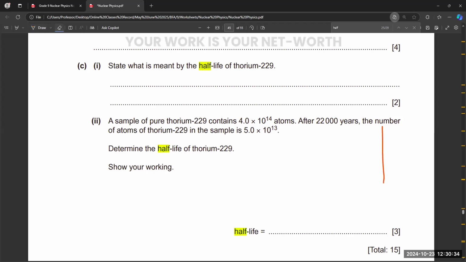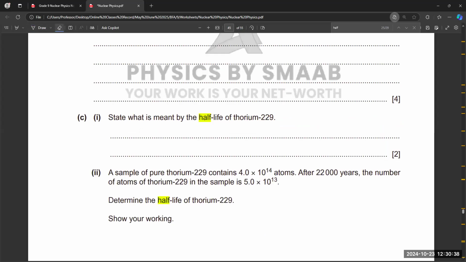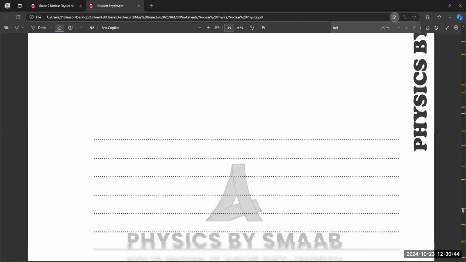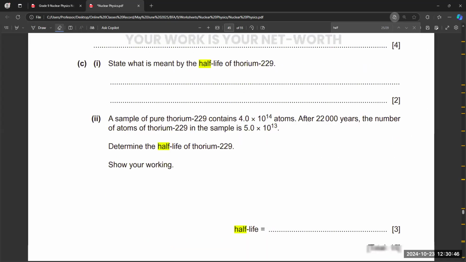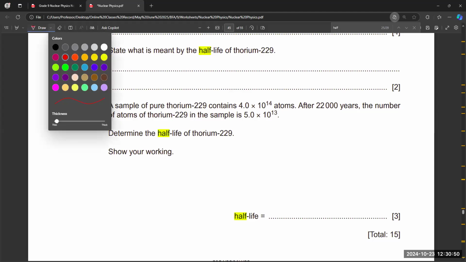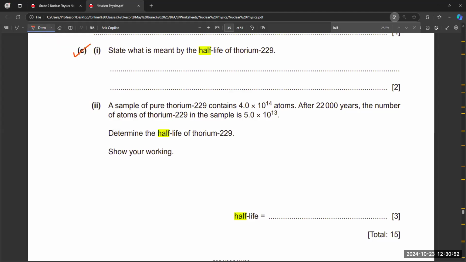If we consider part C of the question, because they are asking about the half-life, and the previous part is to describe the apparatus and procedure of beta. We will discuss that part later, because first of all, we need to study about half-life. So in the first part, state what is meant by half-life of thorium-229. So you just need to write down the definition.